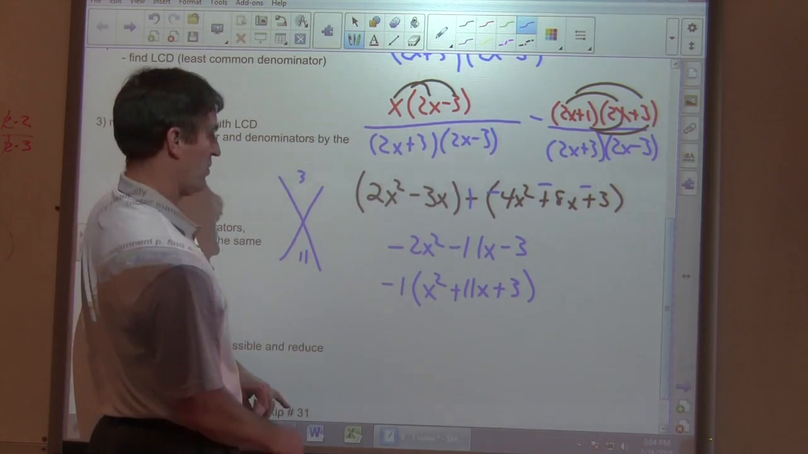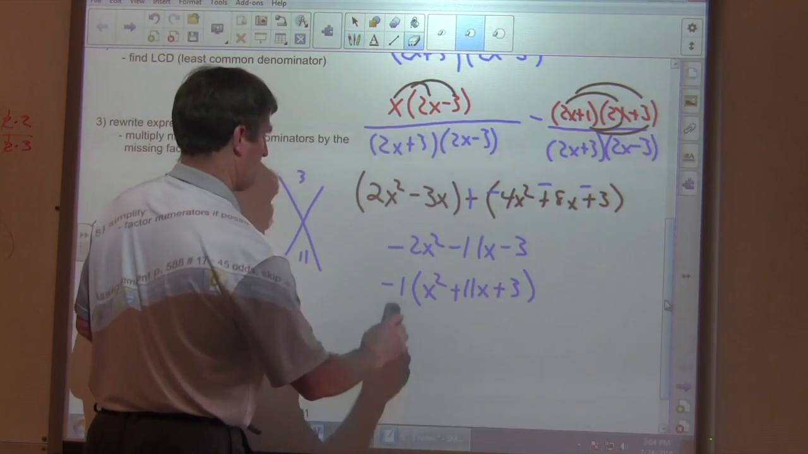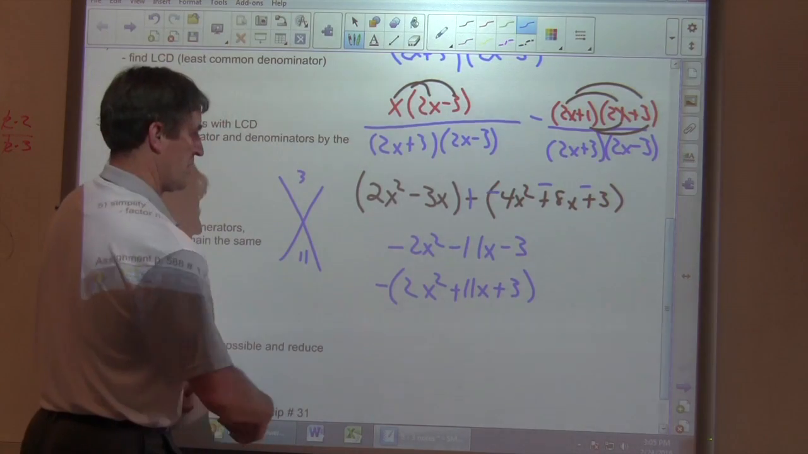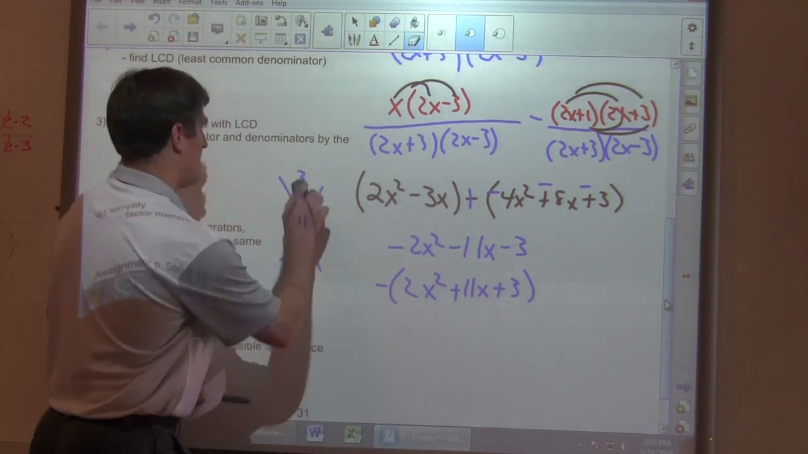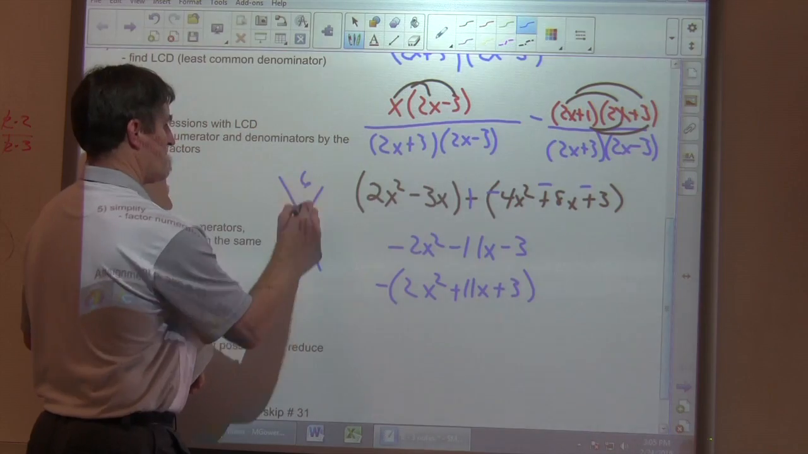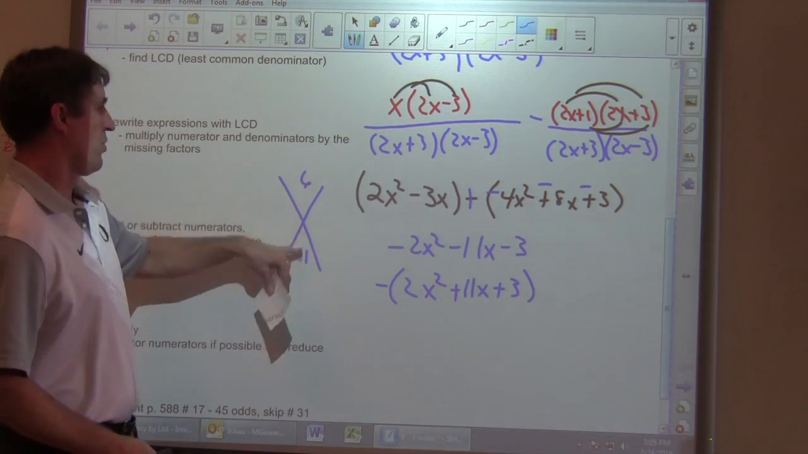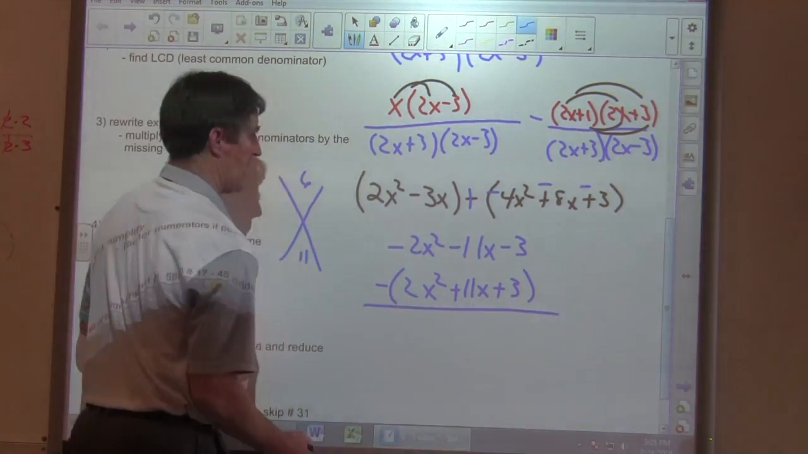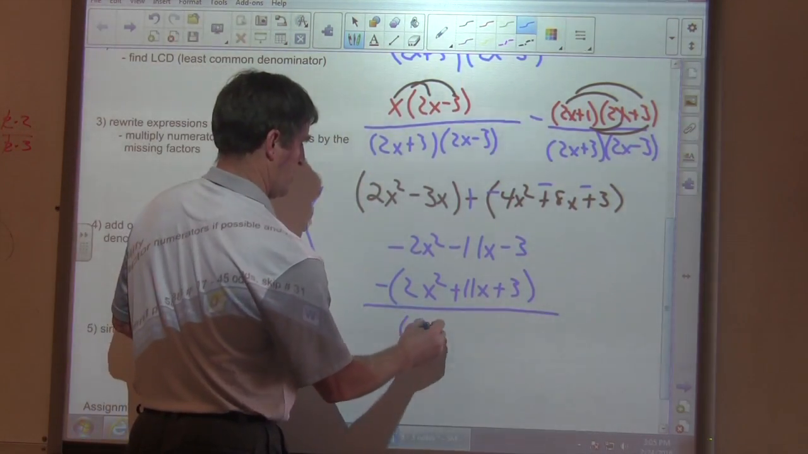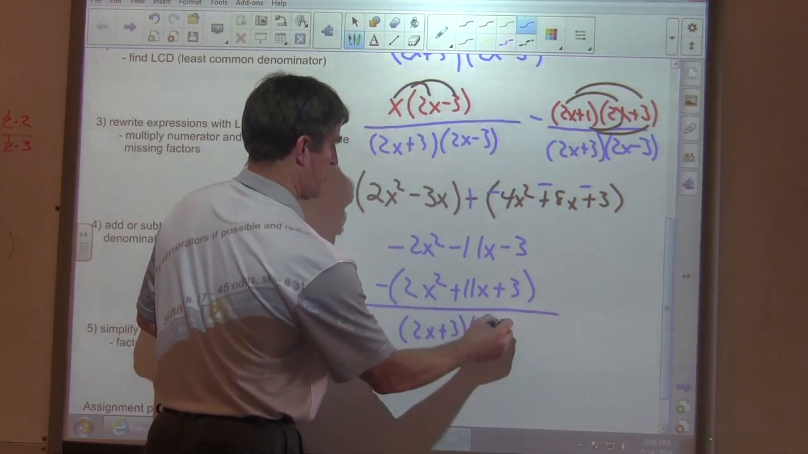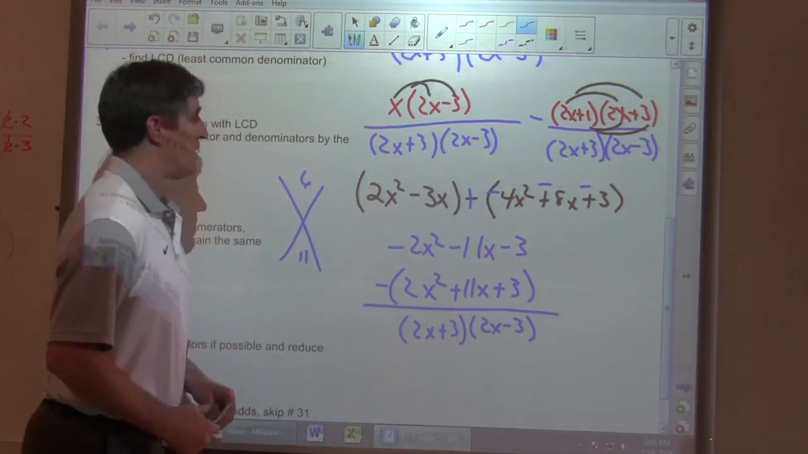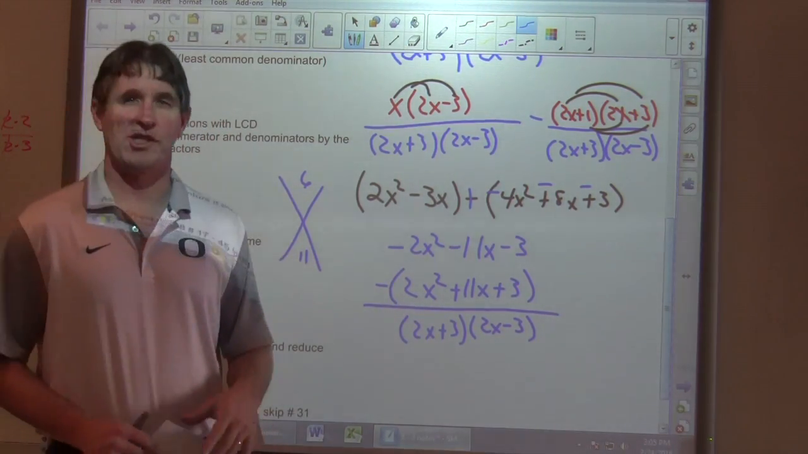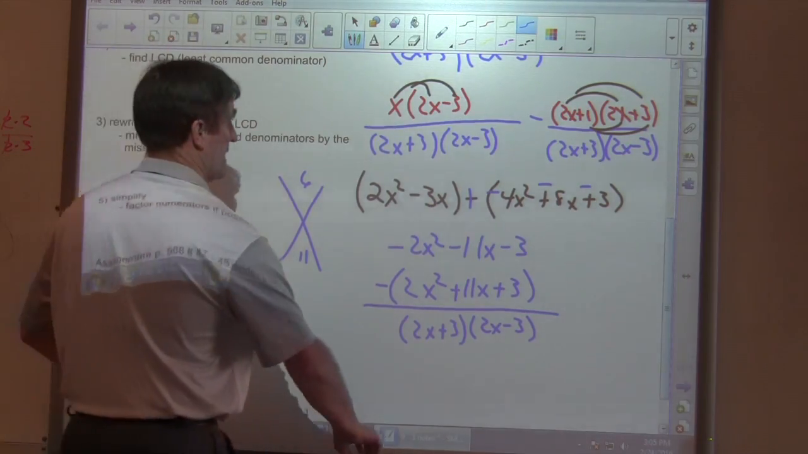Oh, wait a second, we need the 2 there. Sorry about that. So we pull out a negative 1, so we get 2. So that would be 6 and 11. But again, there are no factors of 6 that add up to 11. So again, you can't do that. So then I can just put it over 2x plus 3 and 2x minus 3. So in this case, it didn't help to pull out the negative sign, but you want to do that just in case you could have factored that. So that's the subtraction problem.